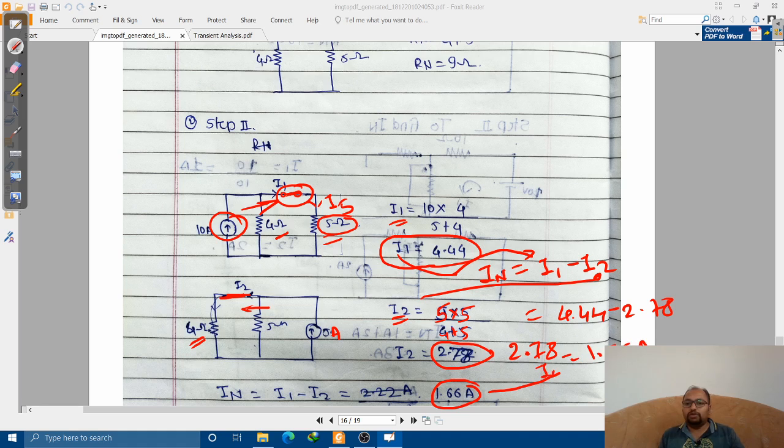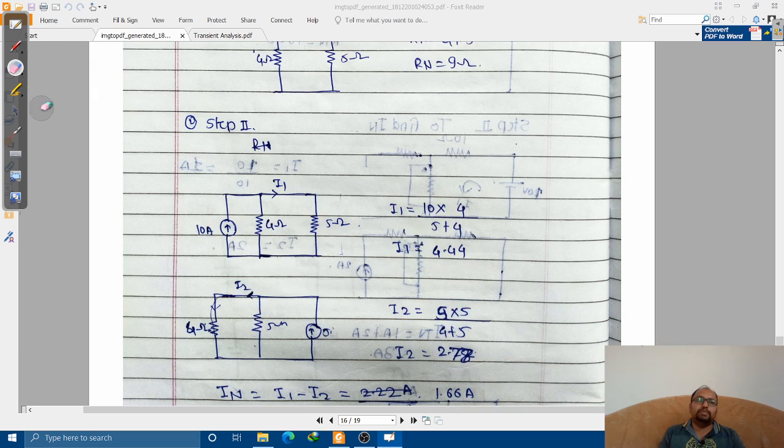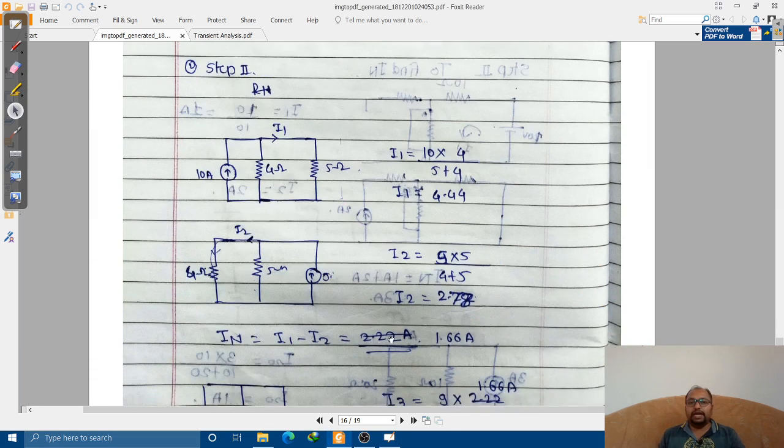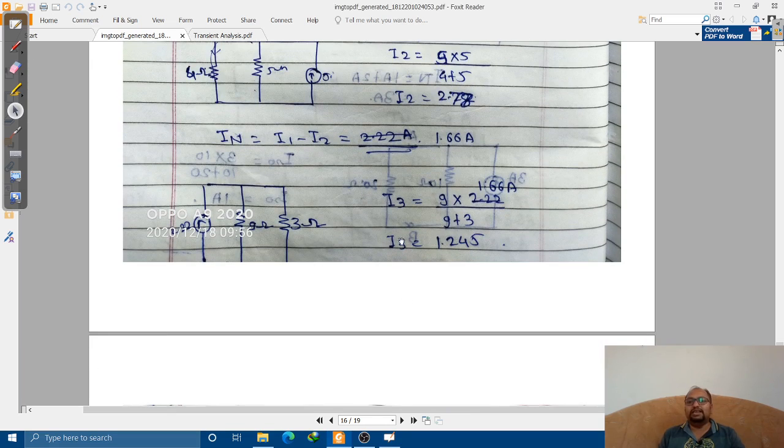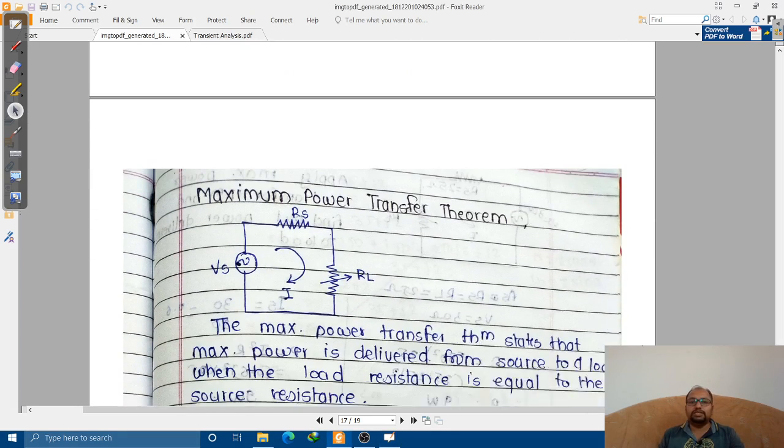That is the final value of the Norton's equivalent current. Likewise we can convert the given circuit into the Norton's equivalent circuit by finding out IN and RN. Then we can go for finding out the current flowing through the disconnected resistor across the terminals AB. This is the way you can apply Norton's theorem to the given circuit.